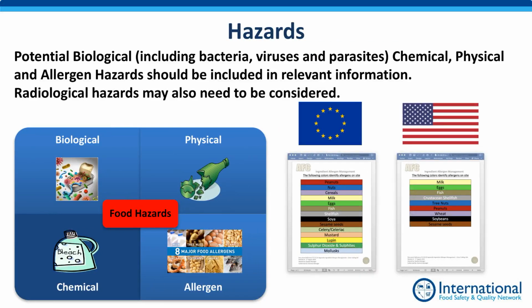When carrying out preliminary steps, we need to be aware of the hazards that we're looking for. So potential biological, bacteria, viruses and parasites, chemical, physical, allergen hazards should be included. Radiological hazards may also need to be considered. This will help in step 6, which is principle 1. List all potential hazards that are likely to occur and associated with each step. Conduct a hazard analysis to identify the significant hazards and consider any measures to control identified hazards.